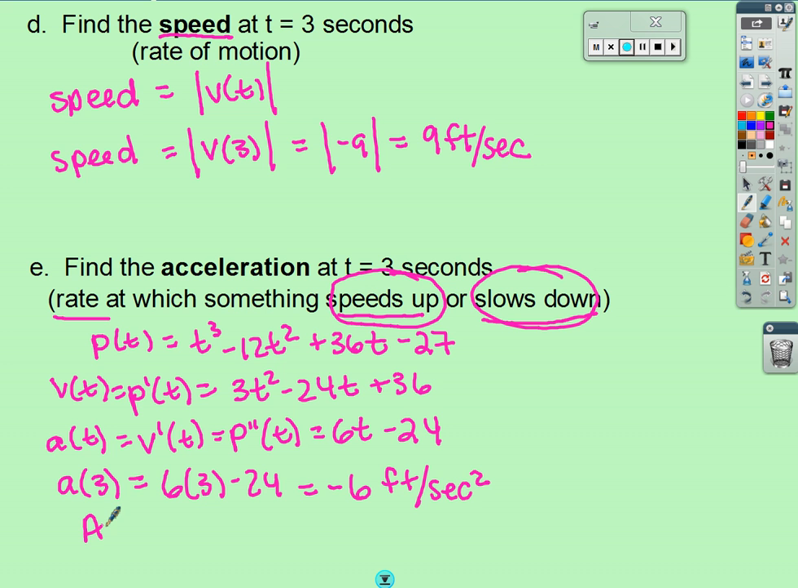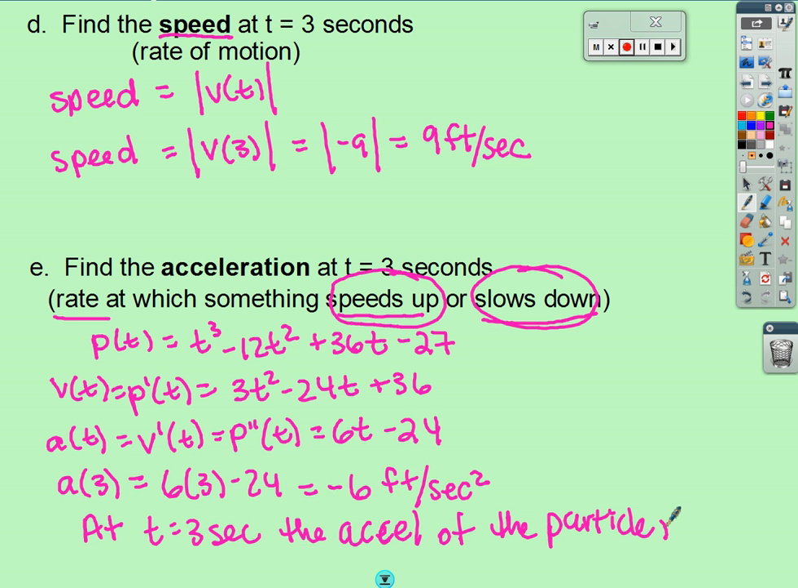So at t equals 3 seconds, the acceleration of the particle is negative 6 feet per second squared.